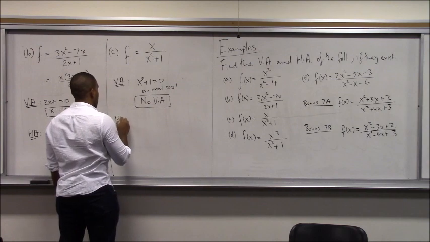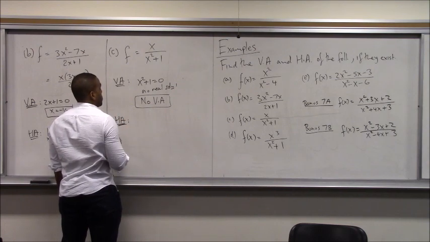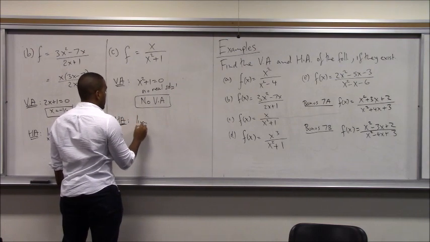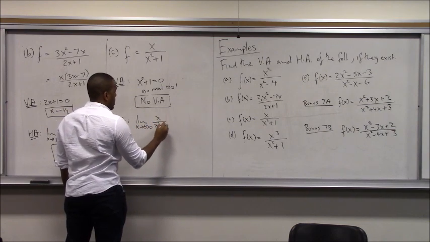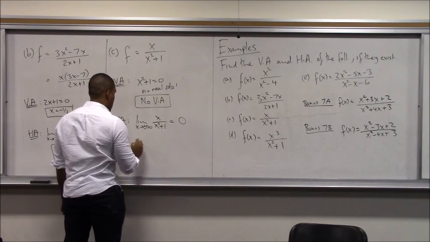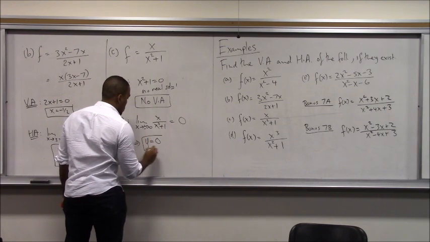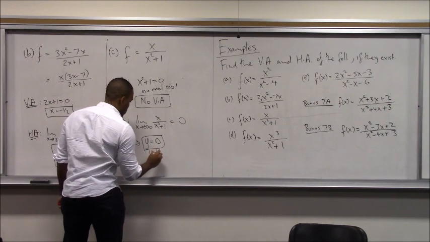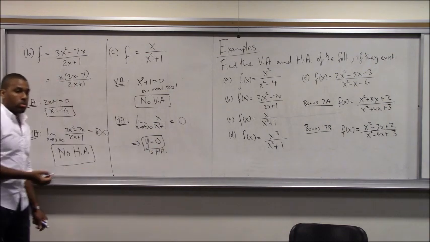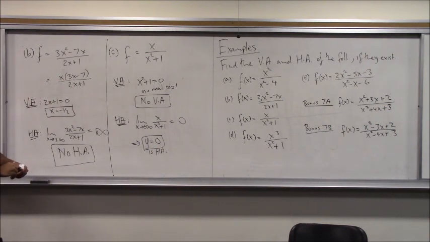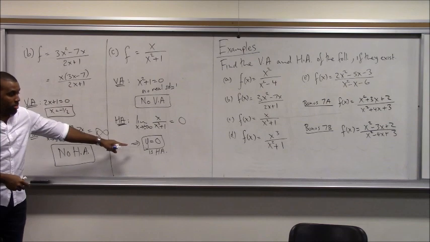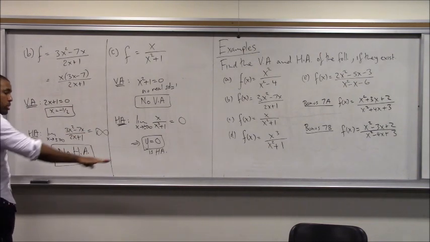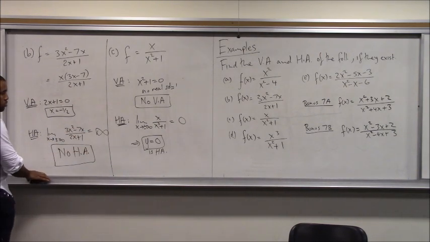What do you do for the horizontal? Find the limit as x approaches infinity of the function. What do you get? You get 0. Y equals 0 is the horizontal asymptote. Whatever this graph looks like, I'm not going to graph it, but it has no vertical asymptote, but the graph settles at y equals 0 as you go to plus or minus infinity for the x.